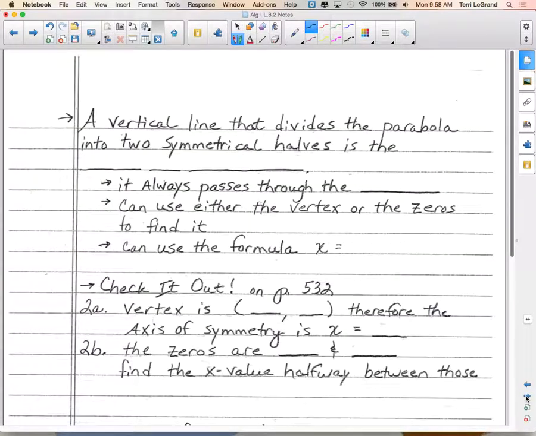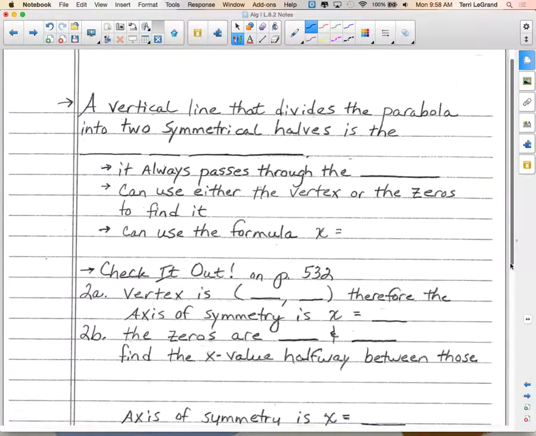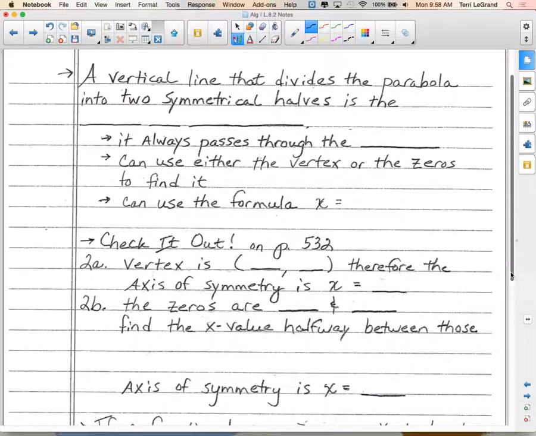Okay, let's go to the back side. Let's see if we can remember this from Friday. A vertical line that is imaginary, that divides the parabola into 2 symmetric halves is the axis of symmetry.